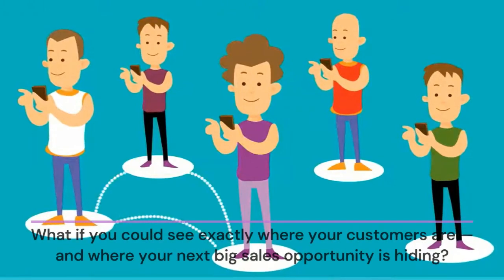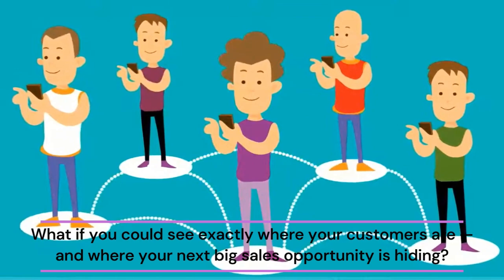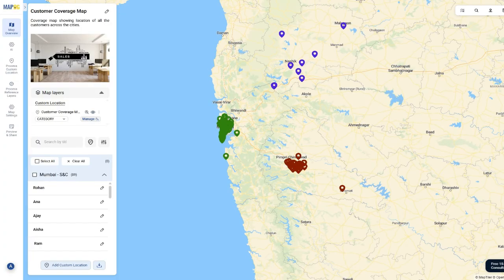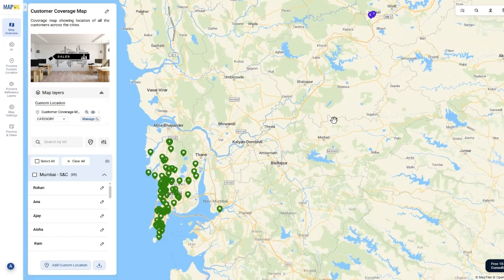What if you could see exactly where your customers are and where your next big sales opportunity is hiding? With MAPOG, you can visualize your customer coverage, uncover hidden opportunities, and make every sales effort count.